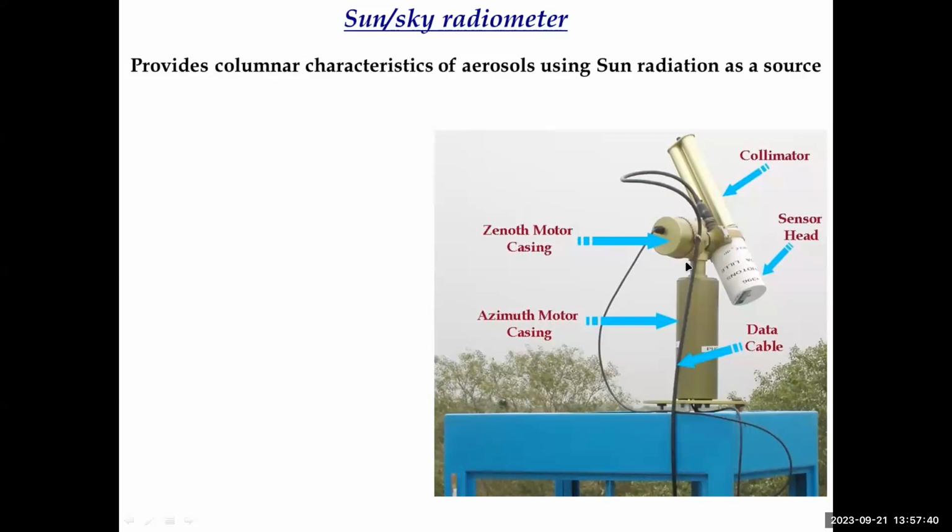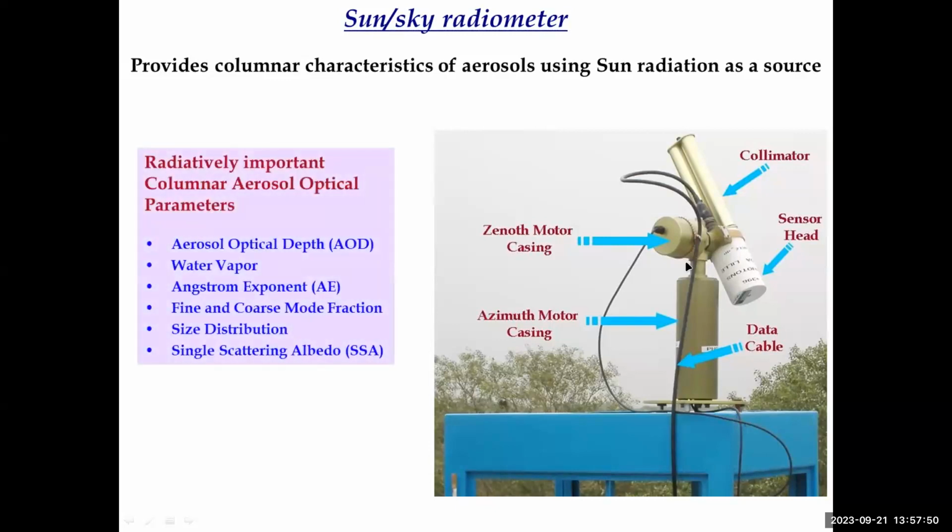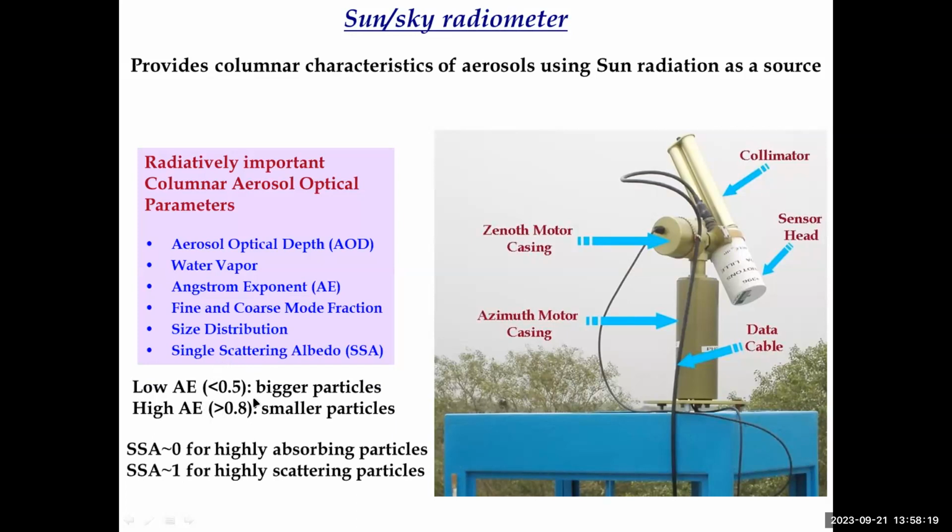However, this is a unique instrument called the sun sky radiometer, which provides columnar information about the aerosol using the sun as a source. So it gives information about relatively important columnar aerosol optical properties like aerosol optical depth, which is nothing but the total aerosol loading in the atmosphere, then water vapor, then the angstrom exponent, which provides the information about whether the particles are small or coarse. The typical threshold value of this is, if it is less than 0.5, it shows the particles are in bigger size. However, if it is greater than 0.8, it means the particles are in small size.